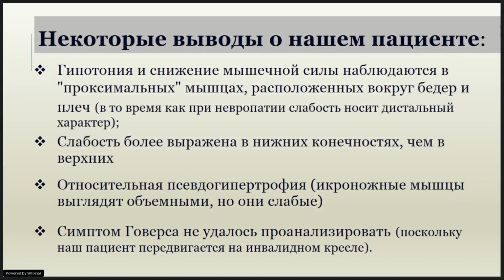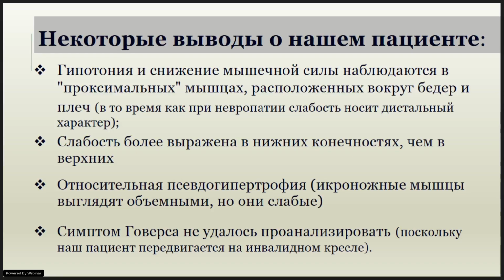Here, to summarize, the positive finding in our patient, we found that there is hypotonia and decreased muscle power to the grade 0. And this hypotonia is at the proximal muscle, which is the muscle near the trunk and the hip and shoulders. And this is in contrary to neuropathy, because in neuropathy, the muscle weakness is distal and not proximal. Also, as a positive finding, we found that weakness is more in the lower limb than the upper limb.